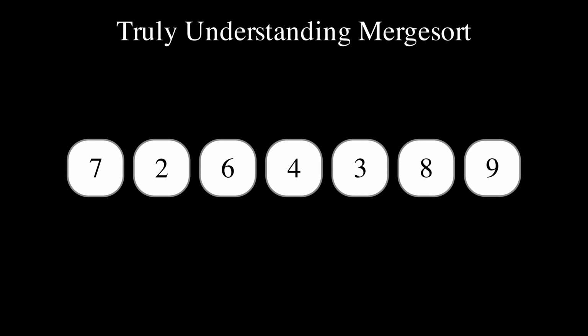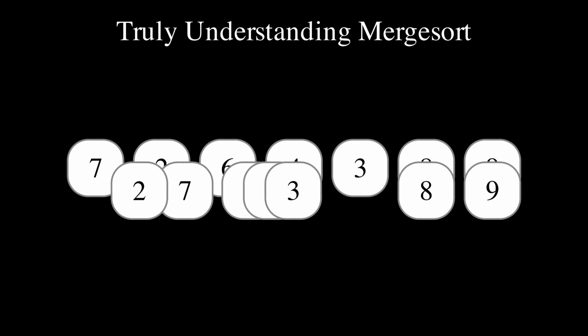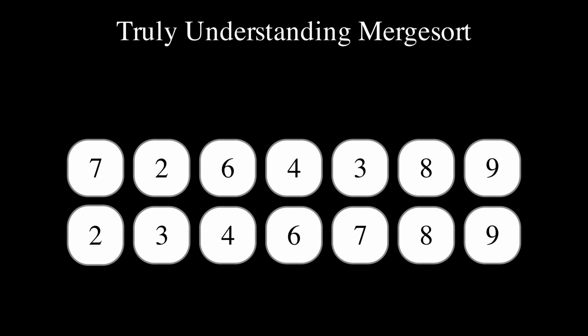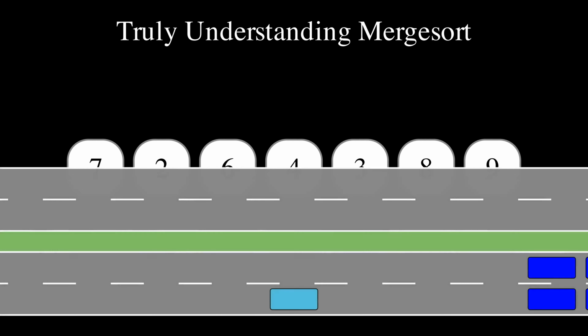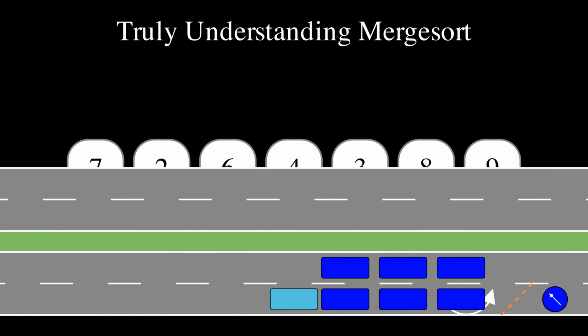Merge sort is a sorting algorithm. It takes as input an array whose values are in an arbitrary order, and it outputs an array with the same elements in increasing order of values. Merge sort is in some ways a little bit like a traffic jam on the freeway caused by a disappearing lane, because the core of the merge sort algorithm resembles cars merging into a single lane.